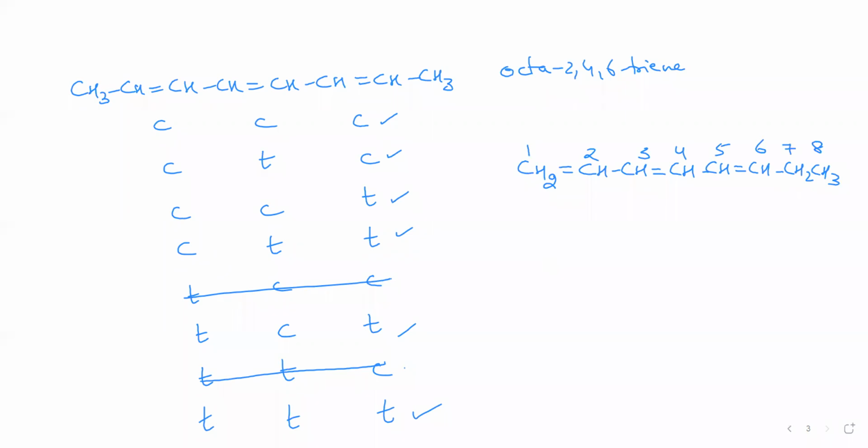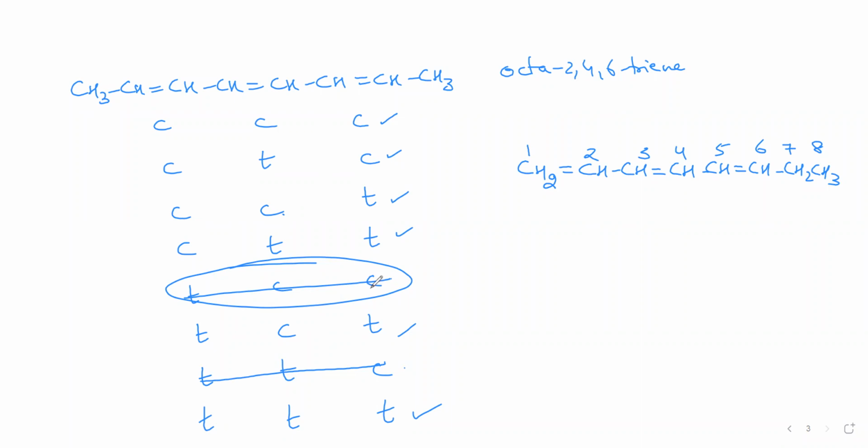Ma'am, can you explain this octa-2,4,6-triene again? Yes. See, when it is symmetrical, when you look at the molecule from left to right, it is the same as looking at it from right to left. So if I look into this configuration, cis, cis, trans, it is going to be the same as trans, cis, cis. So trans, cis, cis I remove from here, because if I look from left to right I see cis, cis, trans, and from right to left trans, cis, cis. So cis, cis, trans is the same as trans, cis, cis.